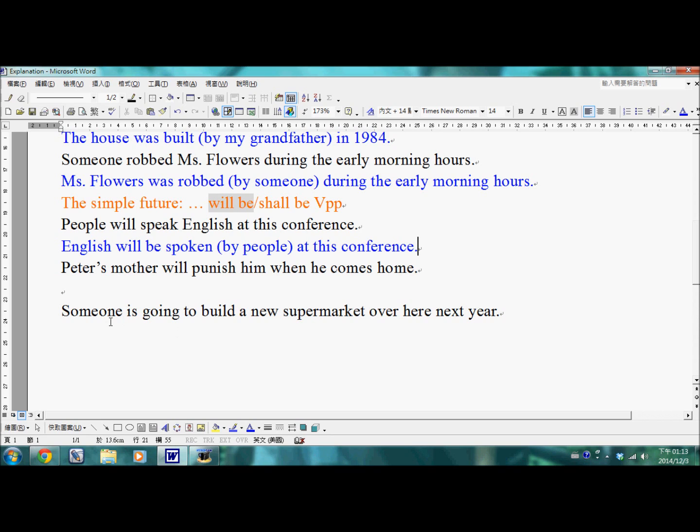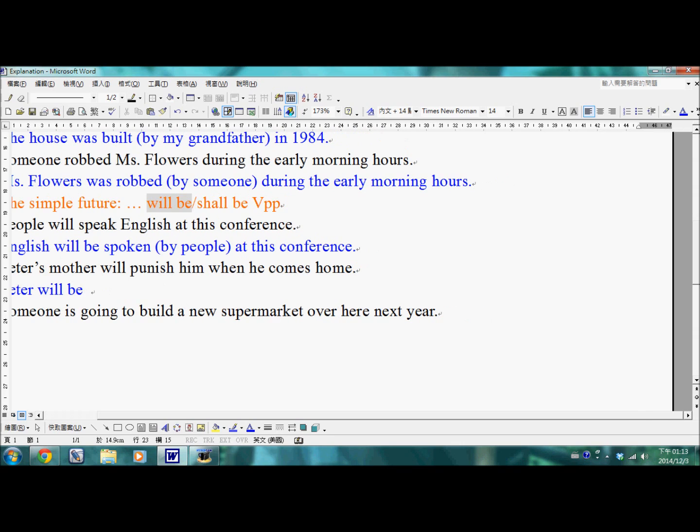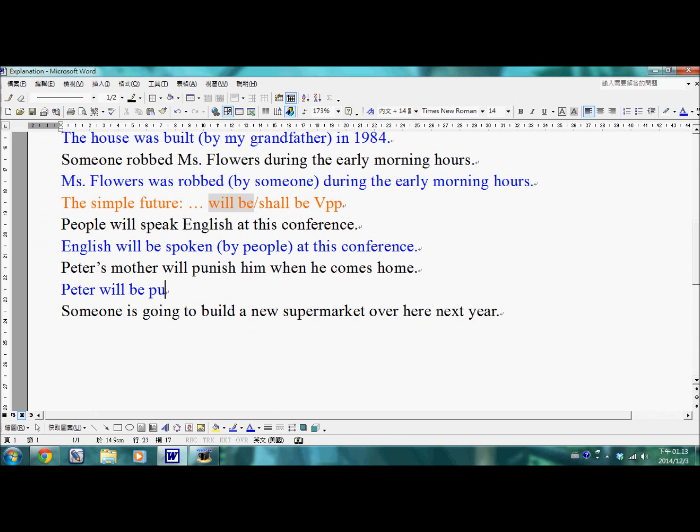Example number 2: Peter's mother will punish him when he comes home. Again, locate the verb, will punish. Who is going to be punished? Peter. So move Peter to the front, but we cannot write he because we do not know who he is. We have to write down his name: Peter. What will happen to him? Will be, the be verb of future tense. Punished, verb past participle, regular verb, so with ed at the end. Peter will be punished by who? By no other people but his own mother, by his mother when he comes home. Peter will be punished by his mother when he comes home.